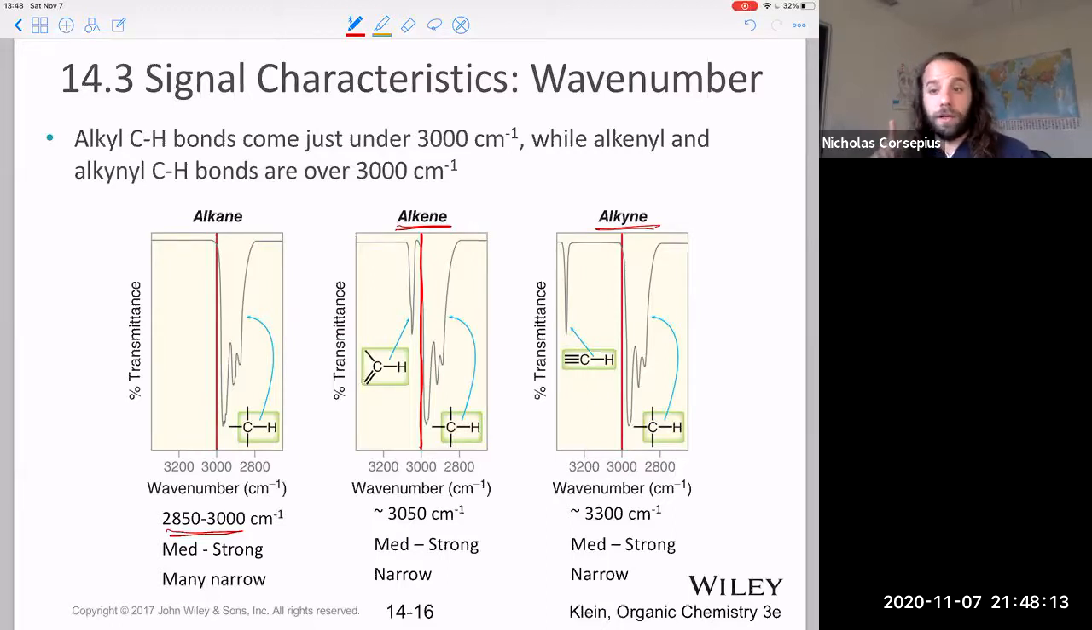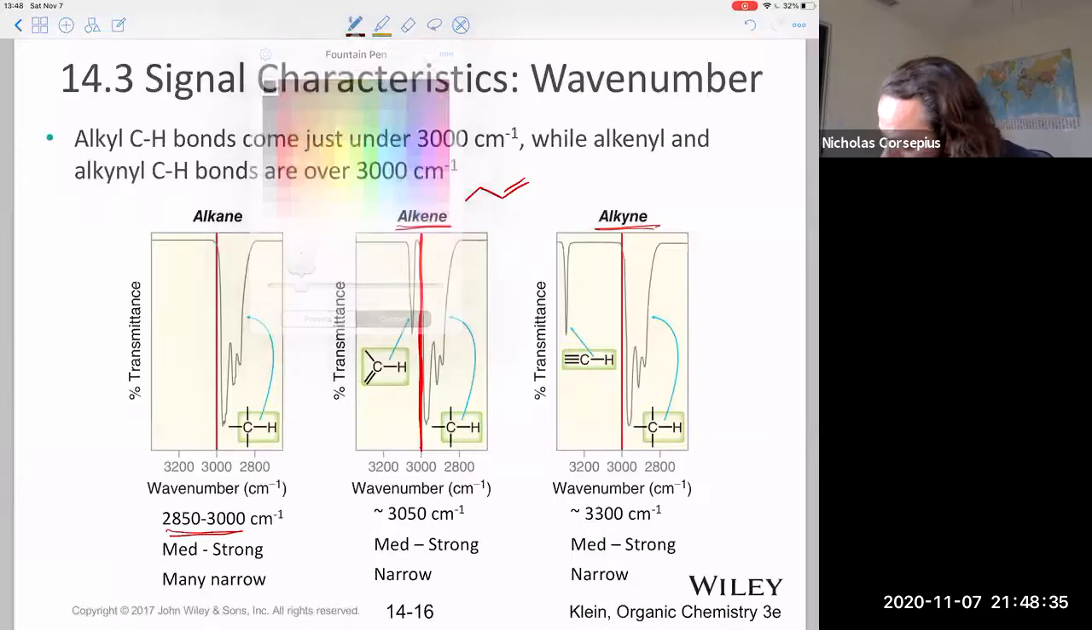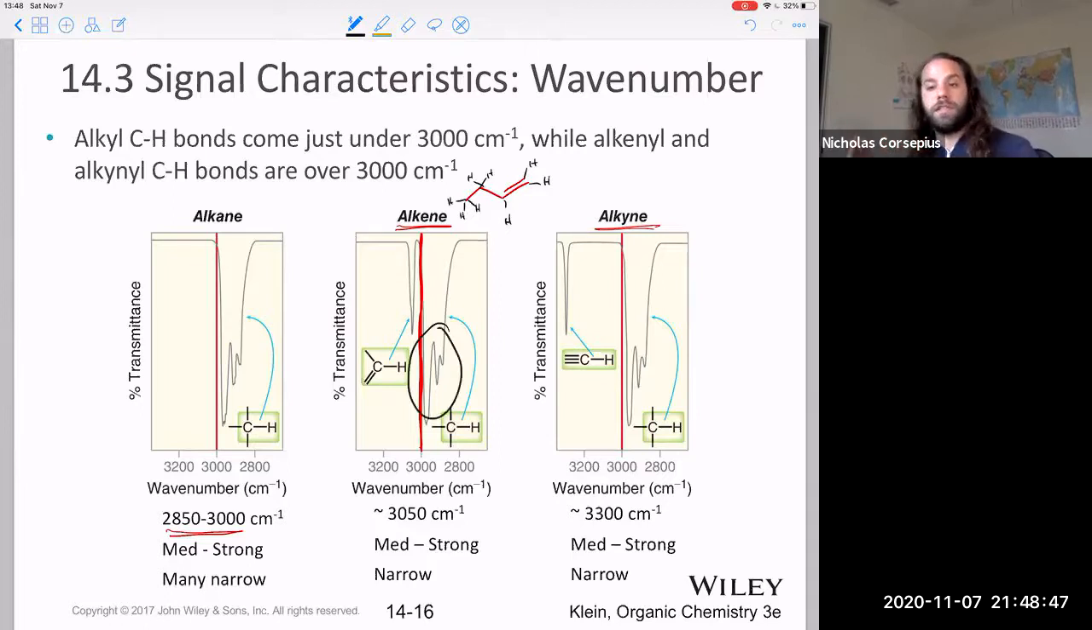But that's why, again, what you're going to do is lay down that line at 3,000. And if there's anything just north of that, that's going to signify to us that there's that sp2 hybridized carbon hydrogen bond. So notice here, this would be a compound like butene, where you have these sp2 carbon hydrogen bonds here, but you also have a ton of these sp3 hybridized carbon hydrogens. So we still have that big ugly peak just south of 3,000.